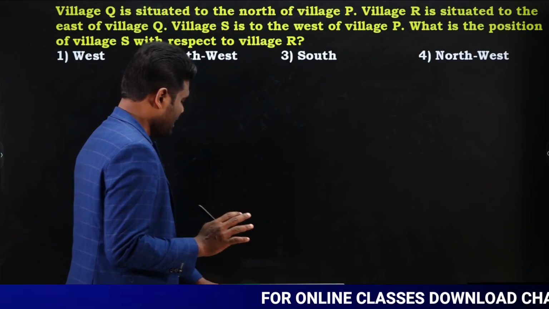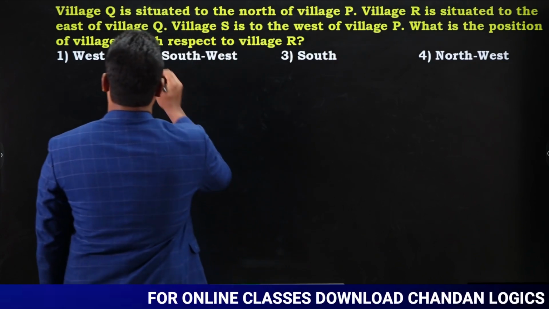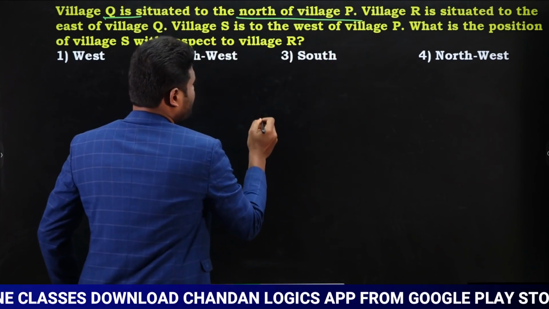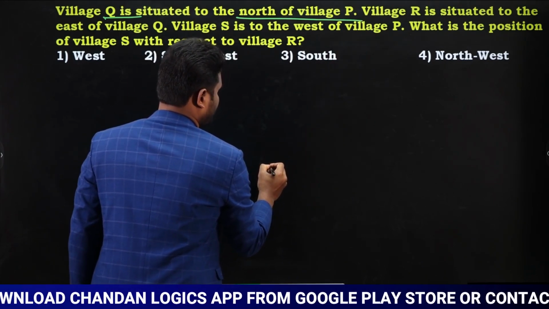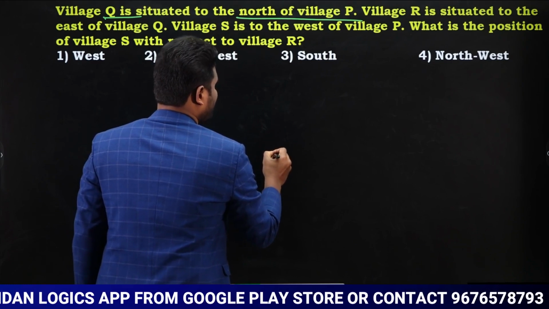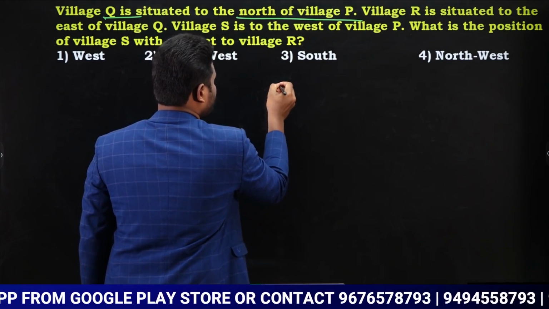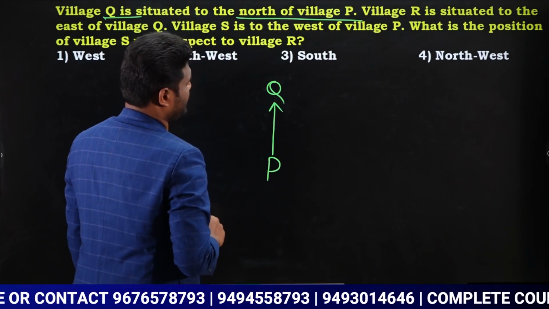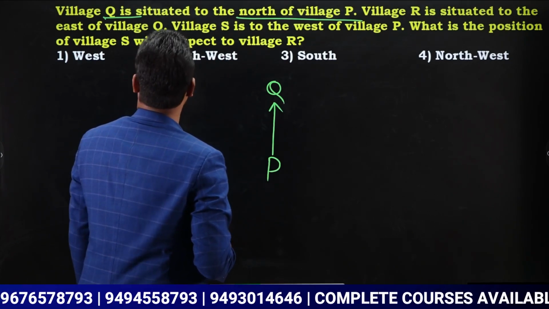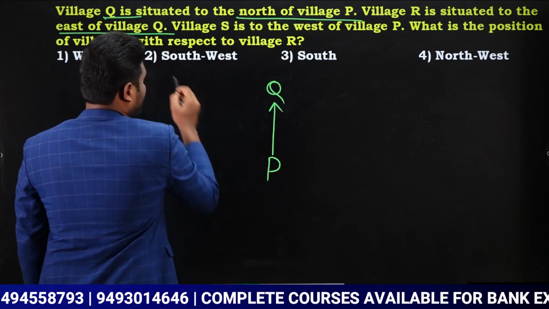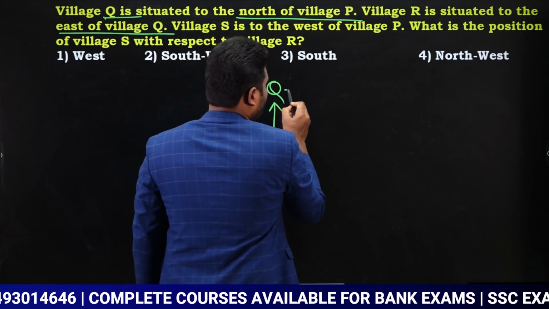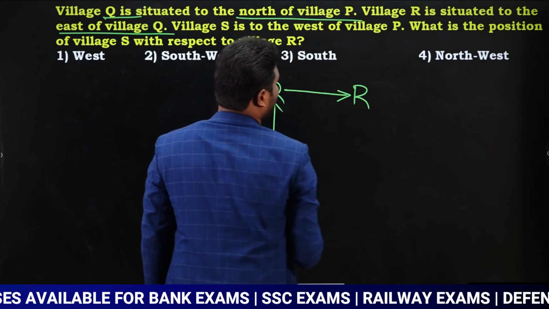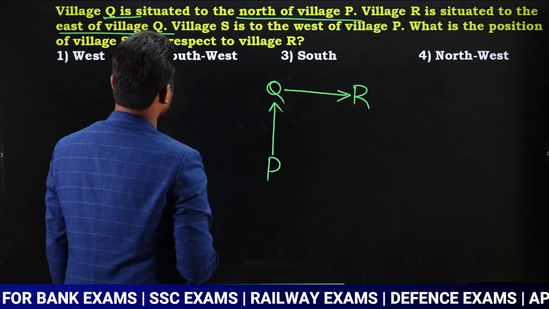Okay, observe here carefully. Just represent. Village Q is situated to the north of village P. This is village P. For village P, north is village Q. Next, village R is situated to the east of village Q. This is Q. For village Q, east is village R.